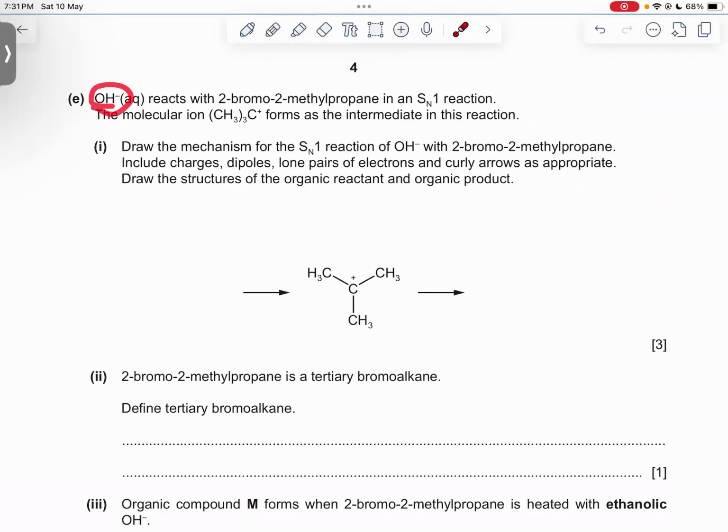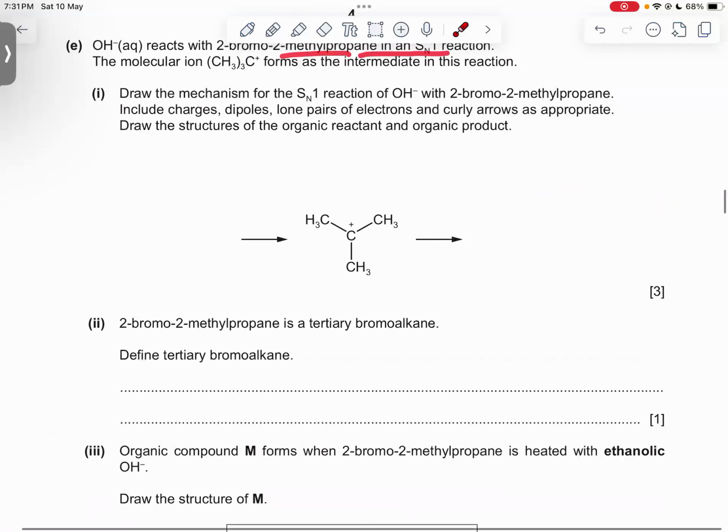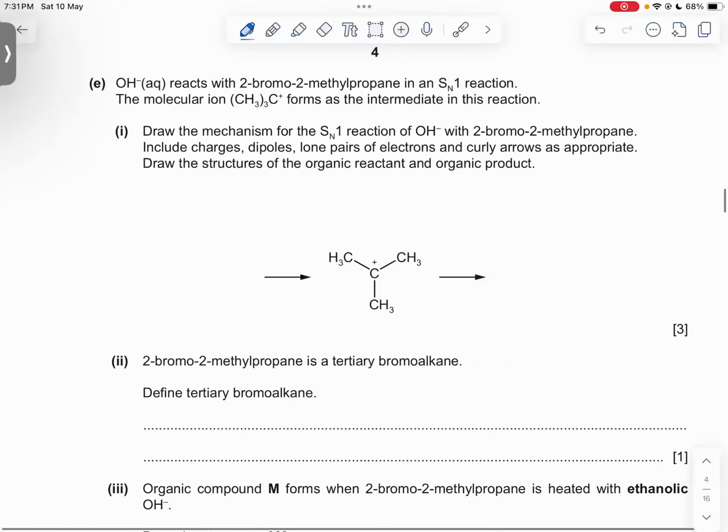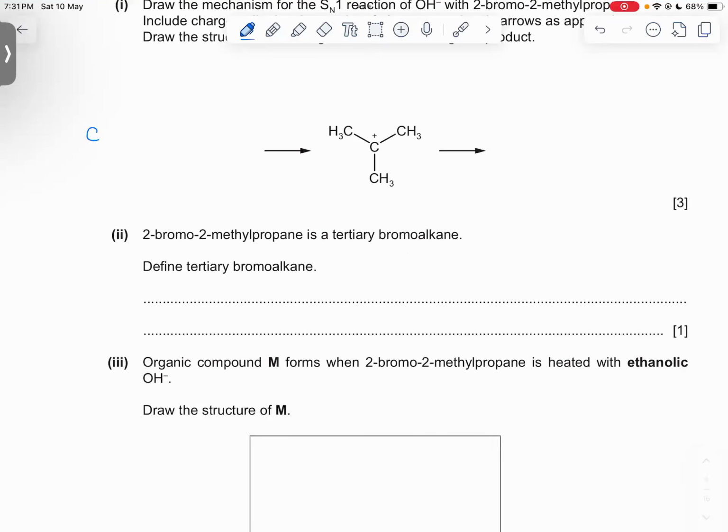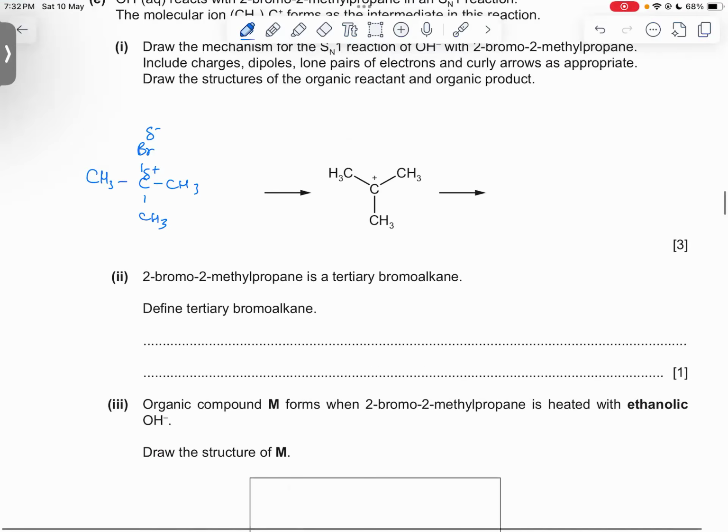Hydroxide OH negative aqueous reacts with 2-bromo-2-methyl propane in an SN1 reaction. The molecular ion (CH3)3C+ forms as the intermediate in this reaction. Draw the mechanism of SN1 reaction. Basically, hydroxide ion is reacting with 2-bromo-2-methyl propane. So 2-bromo-2-methyl propane is this CH3, C, CH3, CH3, and Br. This is 2-bromo-2-methylpropane. This carbon is partially positive. This one is partially negative.